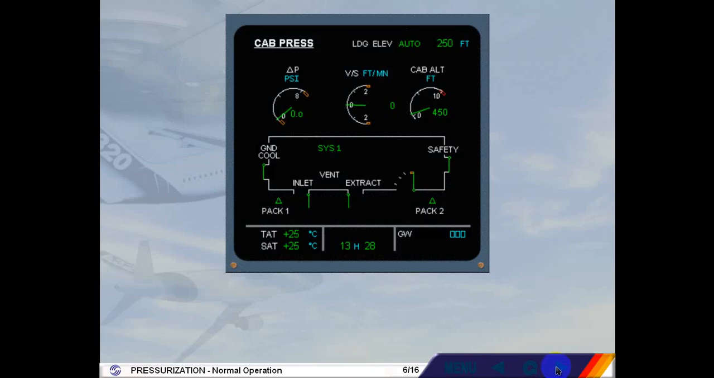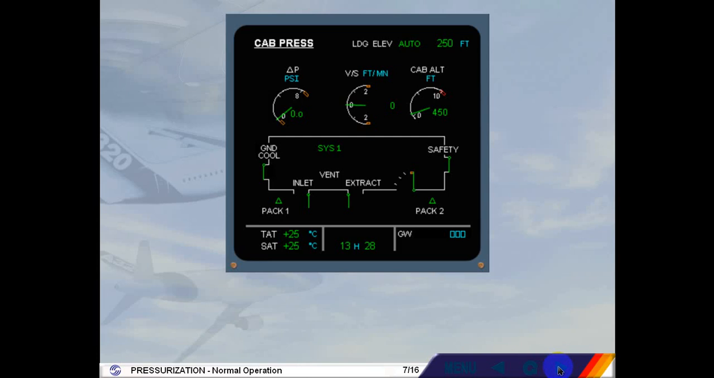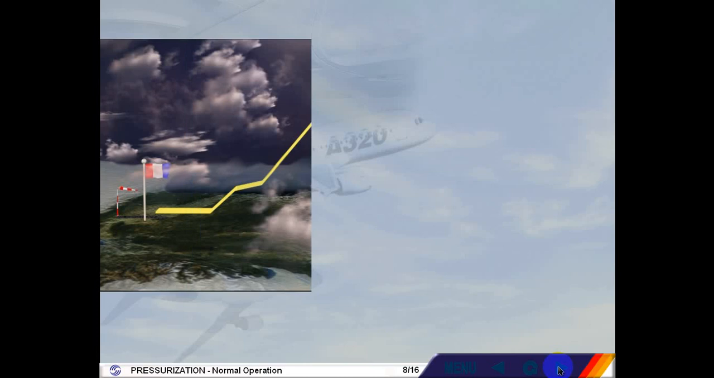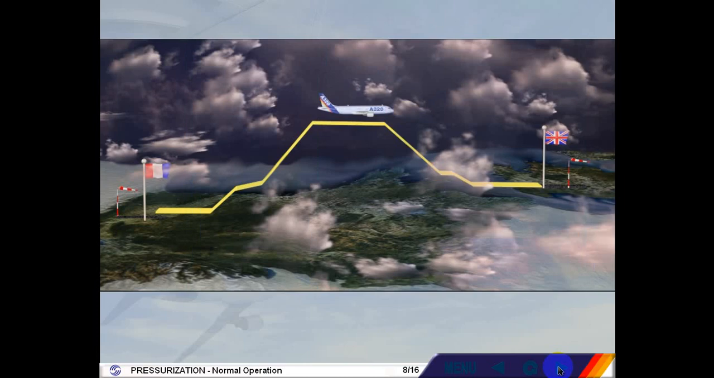On the ECAM cabin pressure page, confirm that the landing elevation indication is auto. Once the destination airport has been entered into the FMGS, the destination landing elevation is displayed. Notice that there are no amber indications. So that you can get a better understanding of how the pressurization system works, we will go through a normal flight profile, paying particular attention to the ECAM indications.